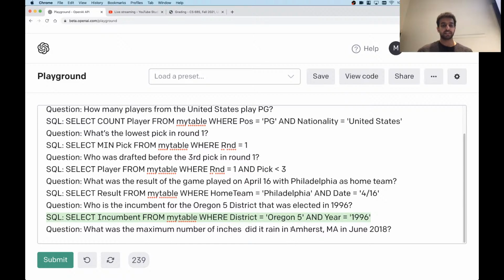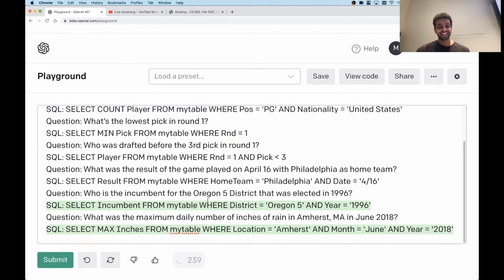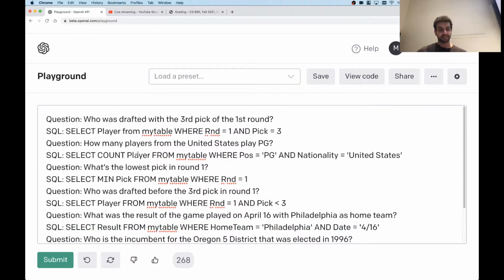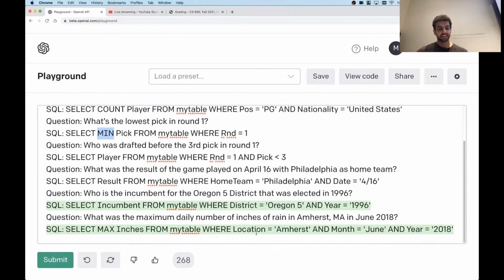Any ideas? Of rain, like daily. I feel like this is not a great question, but let's see what it does. Oh, wow. So we didn't tell it about this max operator at all. Oh, wait, I guess it got this min operator. So, yeah. Do you have a question?